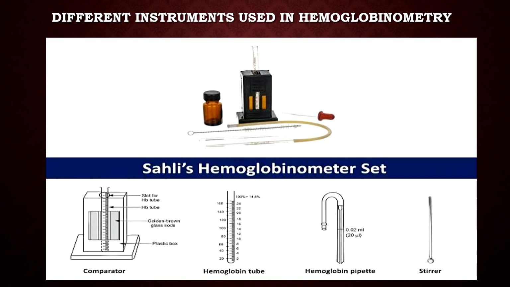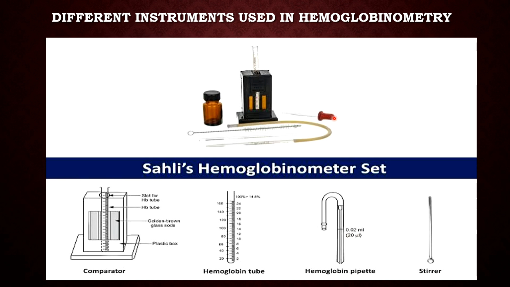Now we will discuss the various instruments used in hemoglobinometry. As we can see, this is the Sahli hemoglobinometer set. This is a small bottle which contains 0.1 N HCl, and here this is the comparator. You can see two colored glass pieces between which there is a long tube which is called the hemoglobin tube. This is the hemoglobin pipette. The maximum capacity is 0.02 ml or 20 microliters.